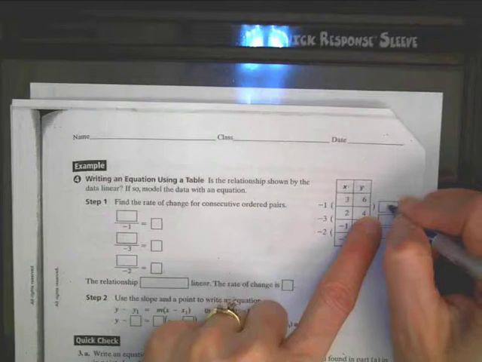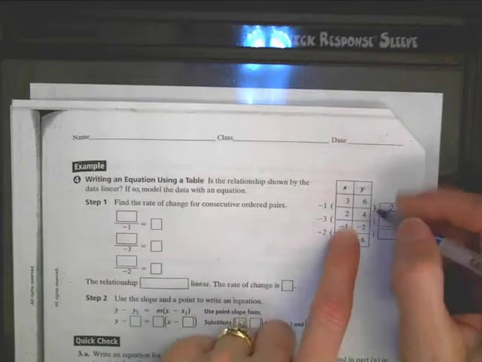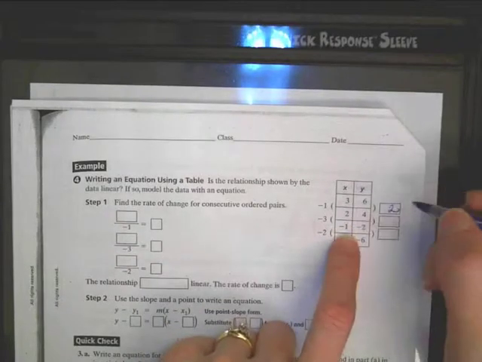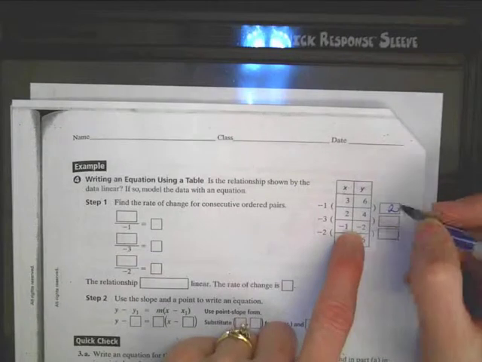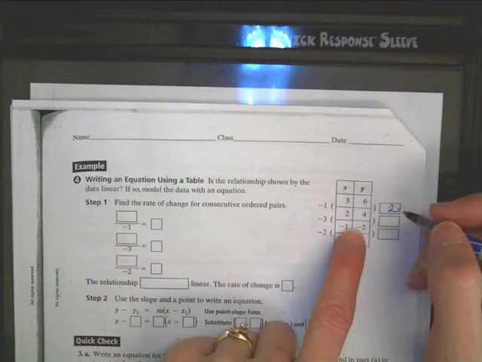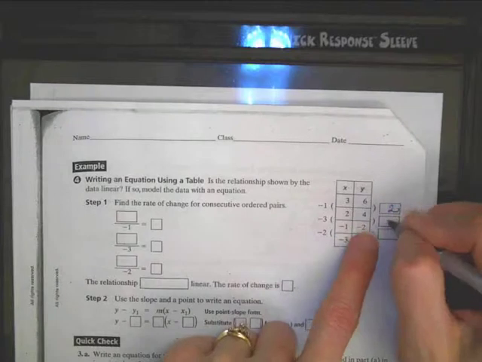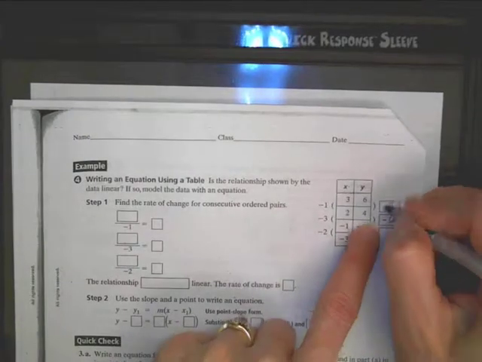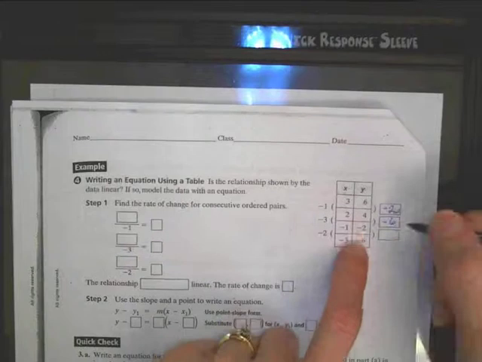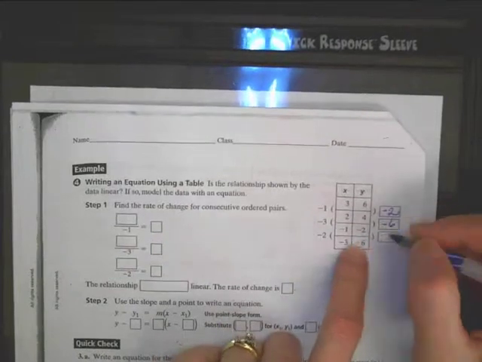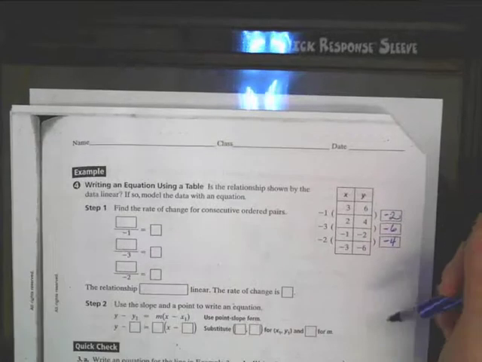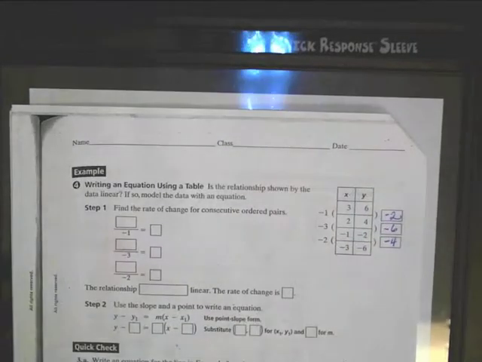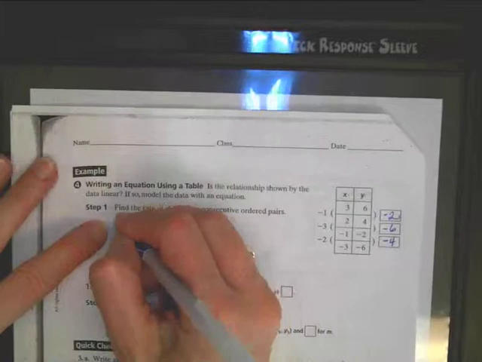So 6 minus 4 is 2. Let's see. 4 minus 6, excuse me, gives me negative 2. 6 minus 2 gives me 4. Negative 2 minus 4 gives me negative 6. Okay, so those are my numbers there.